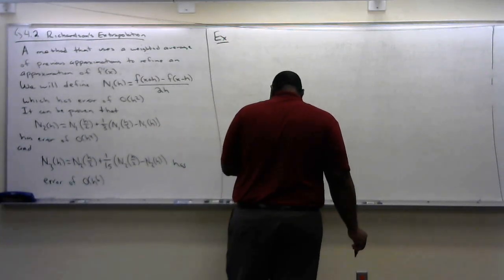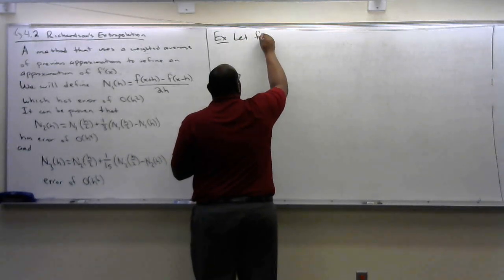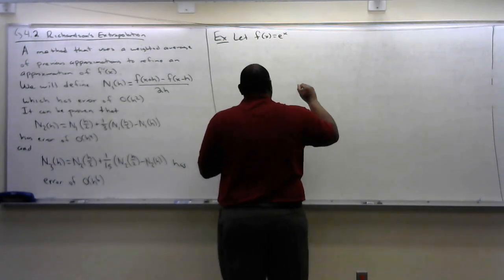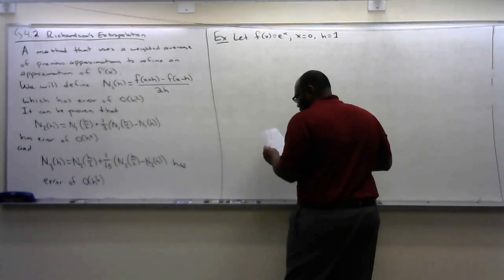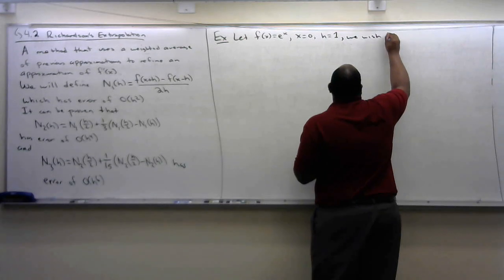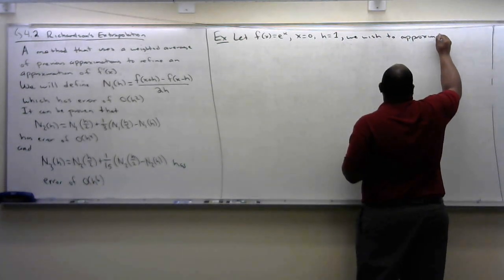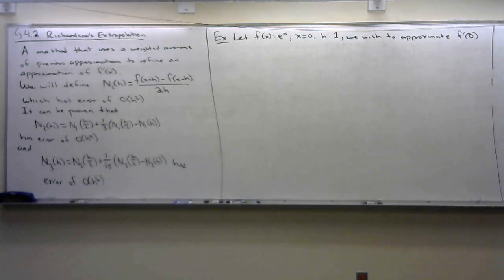So here's my example. Why not look at e to the x? Let f of x equal e to the x, x equals 0, h equal to, you think it's going to be 0.1? No, it's going to be 1. We wish to approximate f prime of 0, and I'm going to use Richardson extrapolation. We're going to approximate it down to N sub 3 of h.